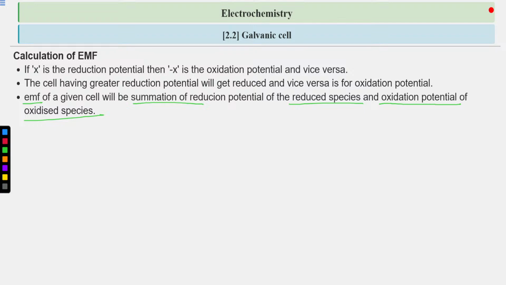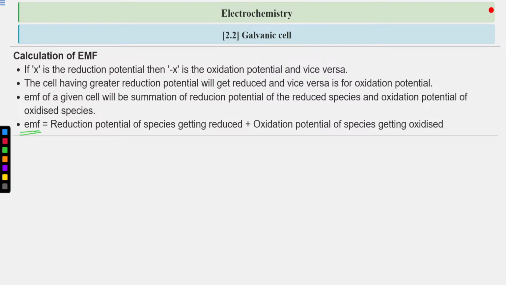That means you have to add the reduction potential of the reduced species, the species which have gained the electrons, and the oxidation potential of the oxidized species, that means those species which have lost their electrons. You have to add them, and that summation will be the EMF for that given cell. So EMF will be the reduction potential of the species getting reduced plus the oxidation potential of the species getting oxidized.